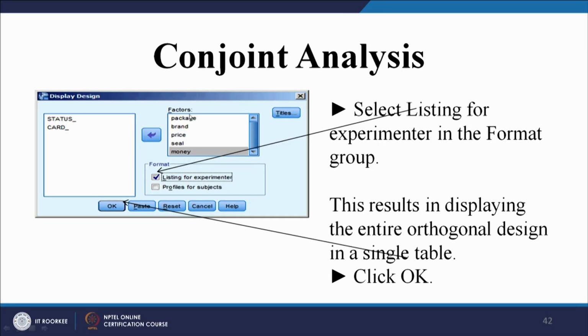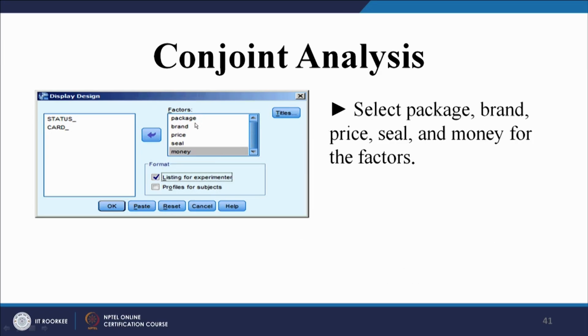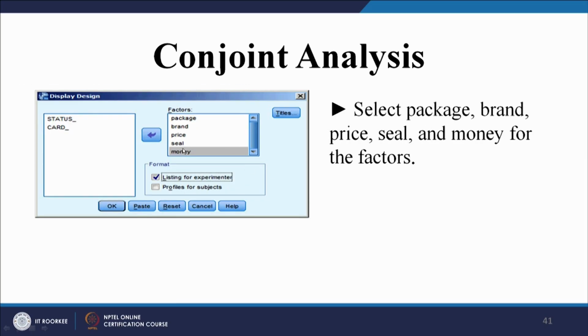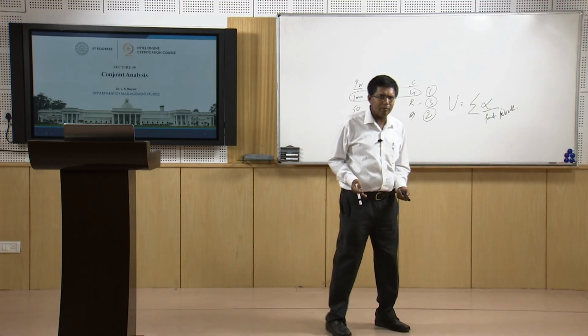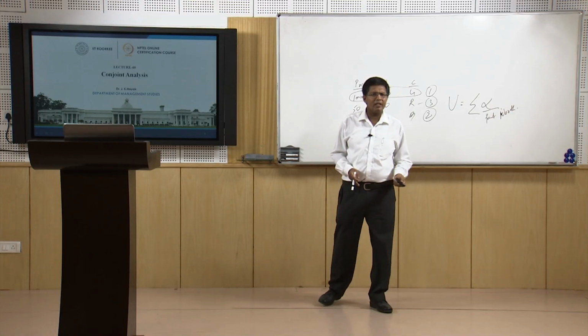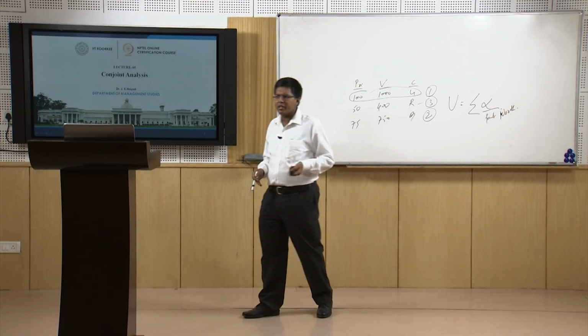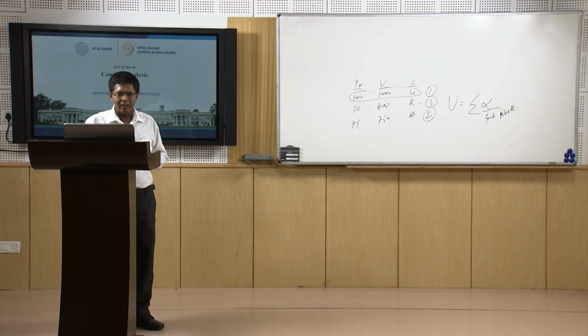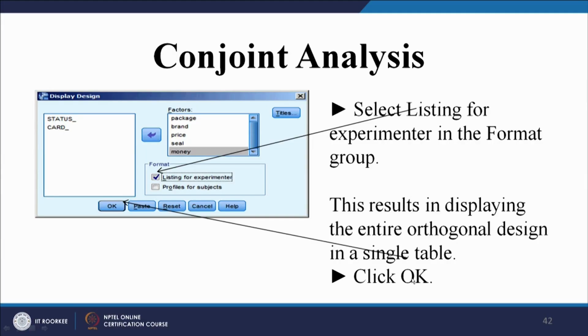So, listing of experiments. You have taken the 5 factors, let us go back once. From the menus choose Data, Orthogonal Design, Display, and then take the factors here, select package, brand for the factors, right. Format is listing for experimenter, because it is an experimental design, you are experimenting, like ANOVA, analysis of variance. You are trying to find which combination is going to give you the highest utility or part worth function, okay. So, orthogonal and click OK.